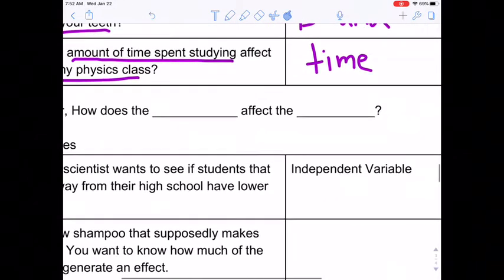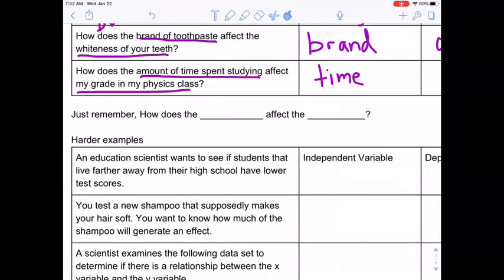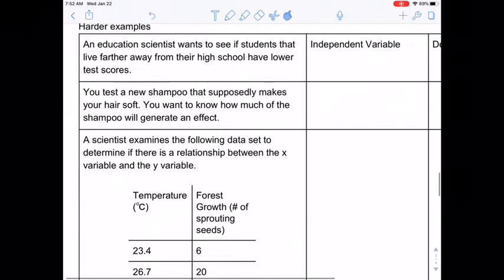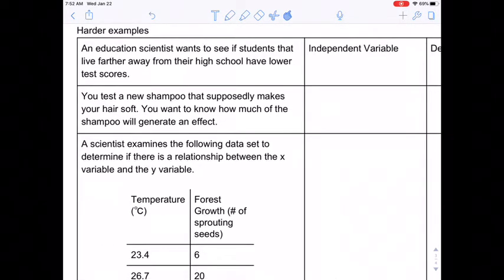So you see, we have this structure. How does the independent variable affect the dependent variable? We got some harder examples. Okay, now these ones you got to think about a little bit more. An education scientist wants to see if students that live further away from their high school have lower test scores.